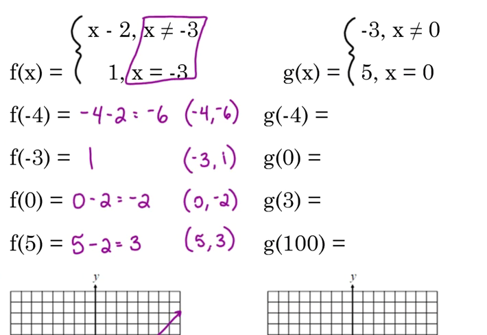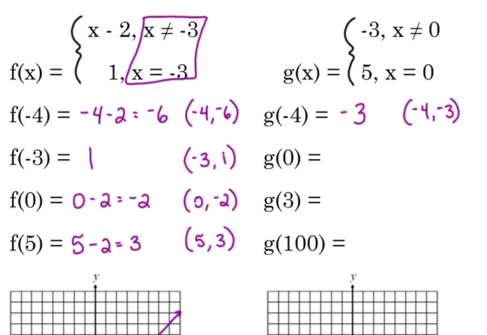All right, so g of -4. -4 is not equal to 0, so we use the first piece. The first piece, there's nothing to plug into. It's always equal to -3. So -4, -3 is our point.